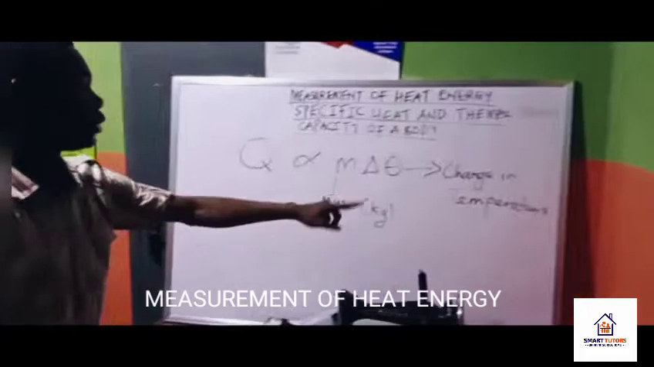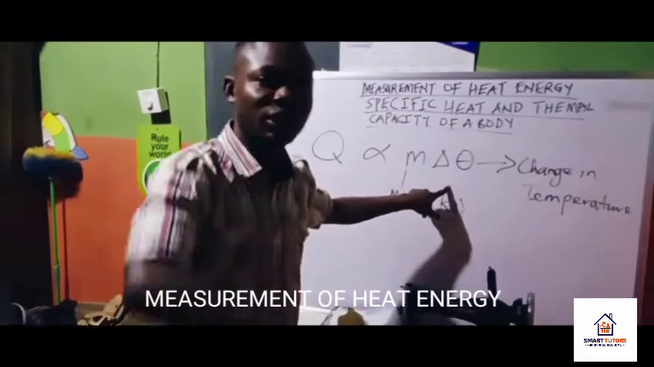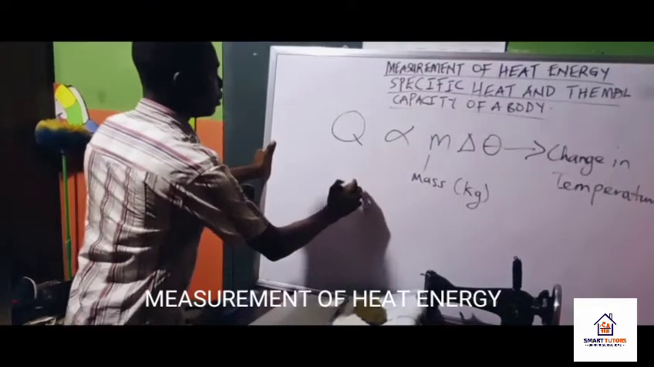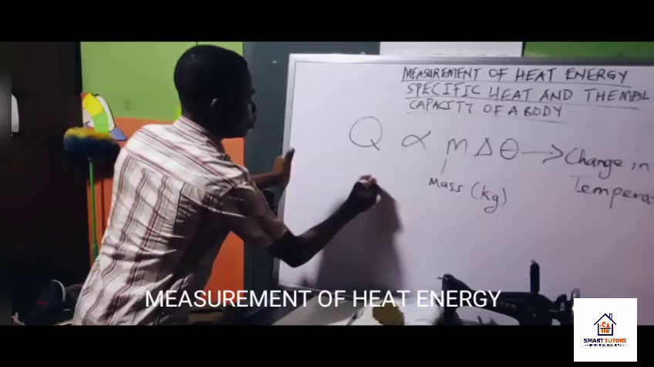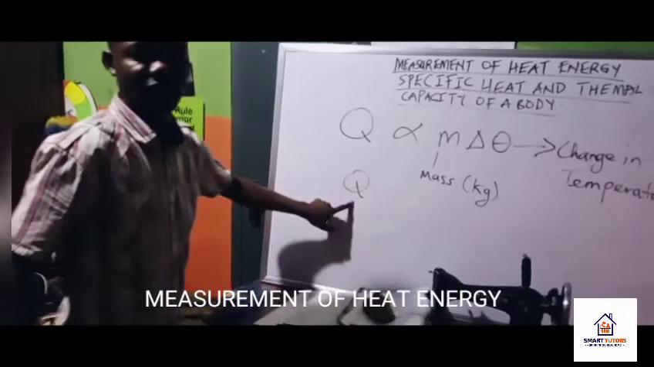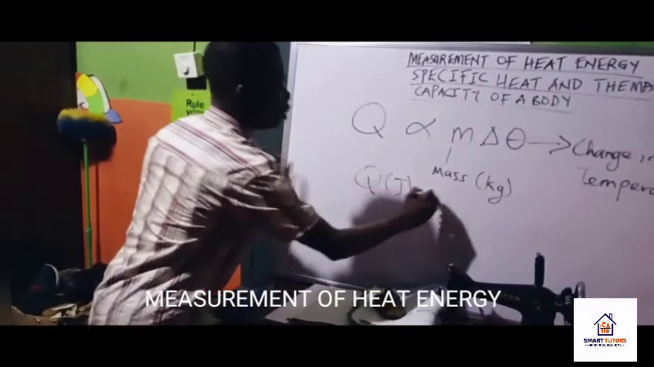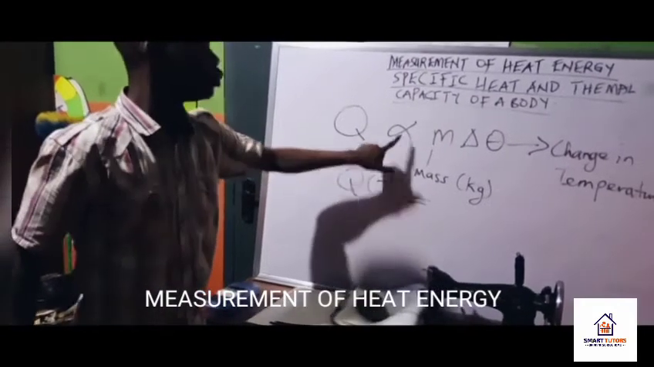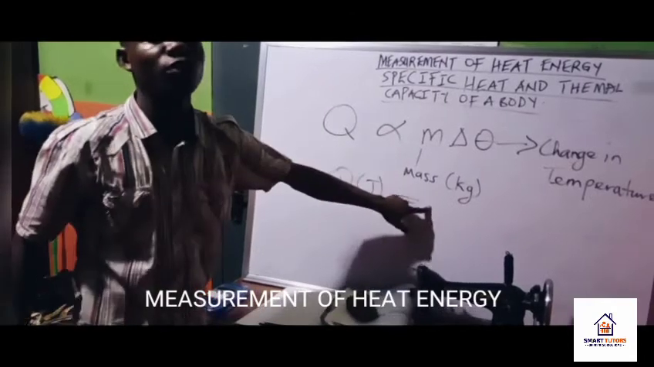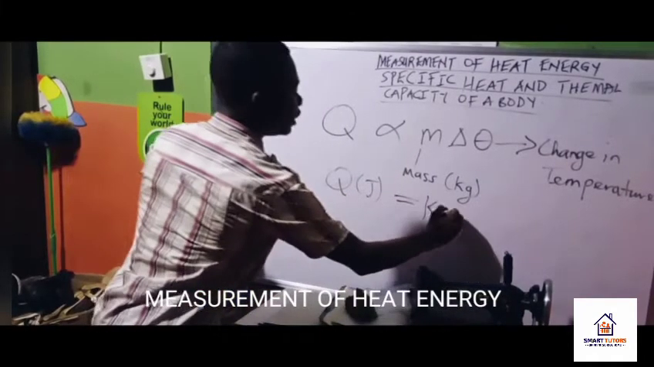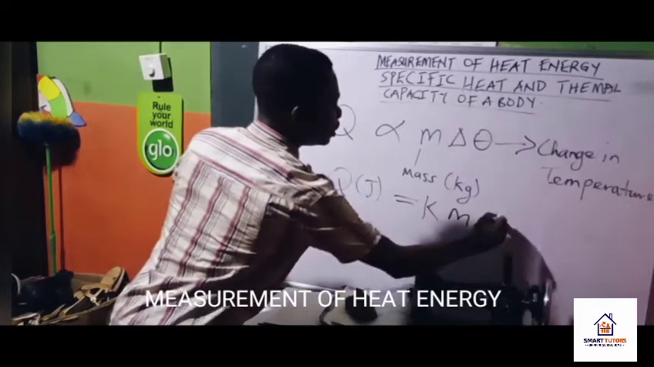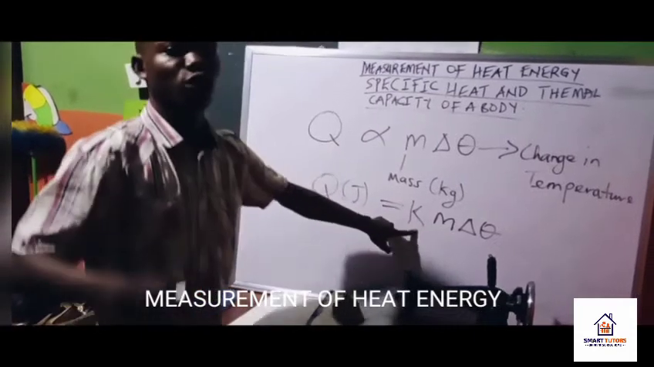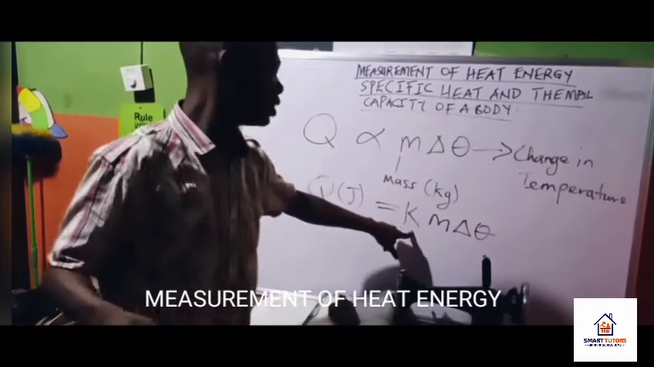This is your change in temperature, which is your final temperature minus your lower temperature. So let me break it down for you. This formula becomes Q, the quantity of heat energy, most times in joule, equals, you change your proportionality sign to equals, so there is an introduction of a constant k, then m, then the change in theta. This constant k changes automatically to specific heat capacity, C.